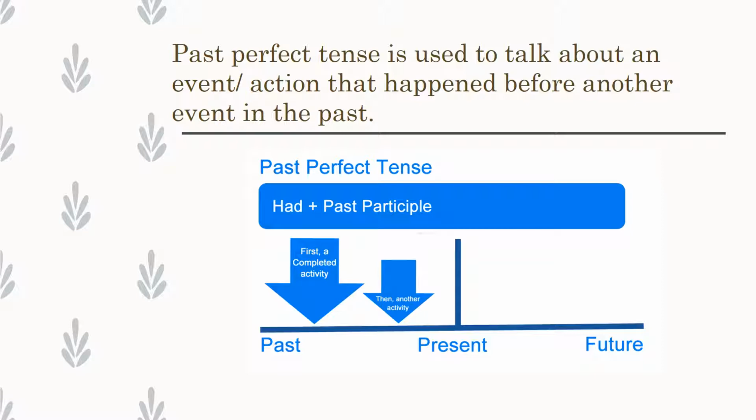The first one, the completed activity, as you can see in the picture, and then another completed activity. We use the past perfect tense to talk about the first finished activity in the past. Let's look at the examples and find out more about it.